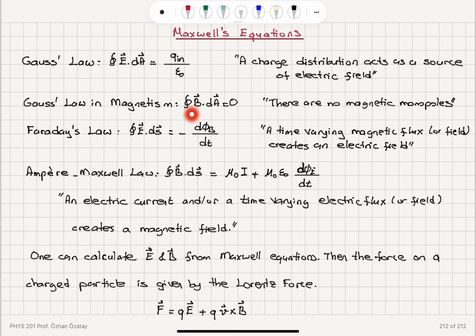Faraday's law tells us that a time-varying magnetic flux induces an EMF, E dot ds. This basically implies that an electric field can be created by a time-varying magnetic flux. Ampere-Maxwell law tells us that a steady current or a time-varying electric flux can create a magnetic field. The closed path integral B dot ds is mu 0 I plus mu 0 times the displacement current, which is epsilon 0 d phi E dt. And you can calculate electric and magnetic field using Maxwell's equations, and the force on a charged particle is the Lorentz force, QE plus QV cross B, where V is the velocity of the charge, Q.